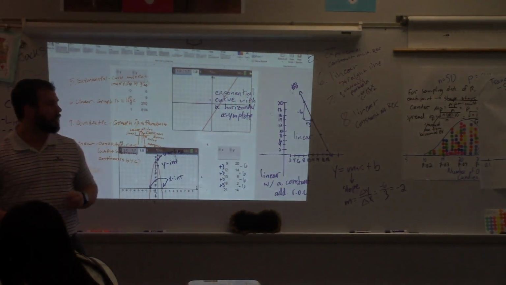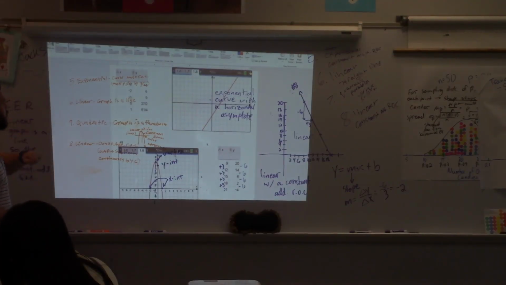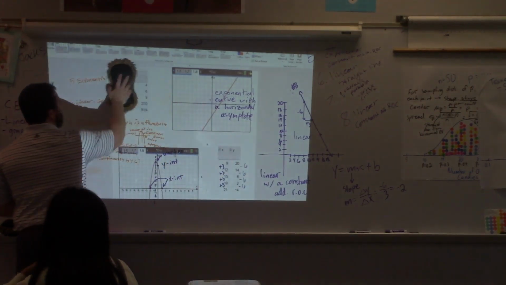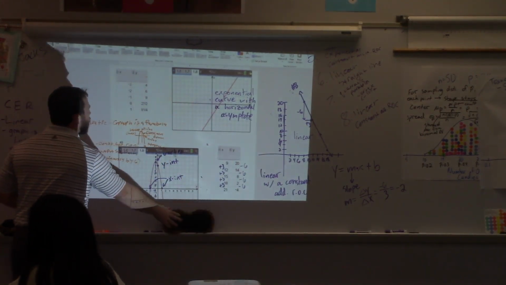Now, let's come over to number 5. I think a lot of us recognized, as far as I saw, everyone said it's exponential. And we talked about the fact that it was multiplying by 3 halves. But this is the most common place that people struggle with exponential. So let's talk about this one.